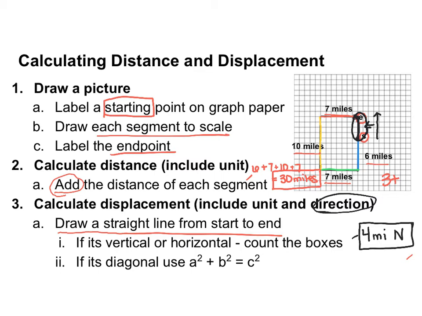If this ended up being a diagonal line, so if it went like this across my graph, my boxes don't work to count that way, and so I'm going to have to do a little math. I'm going to have to use the Pythagorean theorem, which is a squared plus b squared equals c squared, and use a triangle. We'll practice one of those as well.